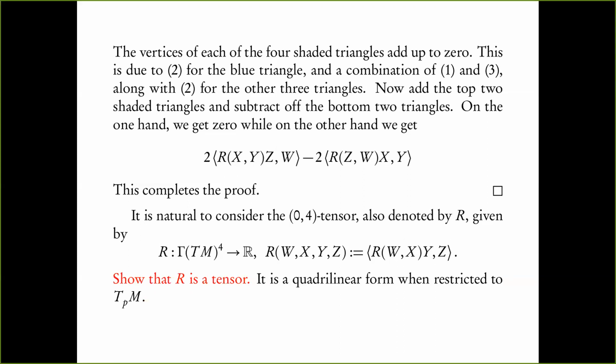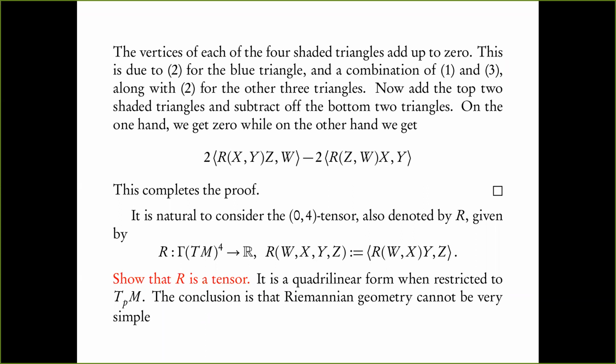So the point is that this is a quadrilinear form, right? When you restrict this to any TpM, what is this? This is a map from TpM cross TpM cross TpM cross TpM, 4 copies of it, to R. Because of the tensorial property of R, this is a quadrilinear form, meaning it's linear in each of the variables. Most of us probably haven't encountered quadrilinear forms in our mathematical lives, and quadrilinear forms are very complicated objects.